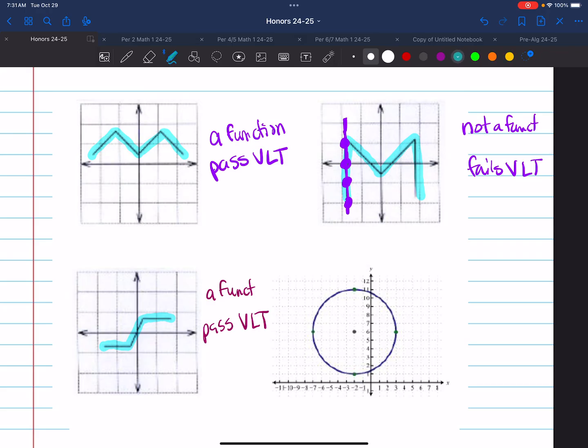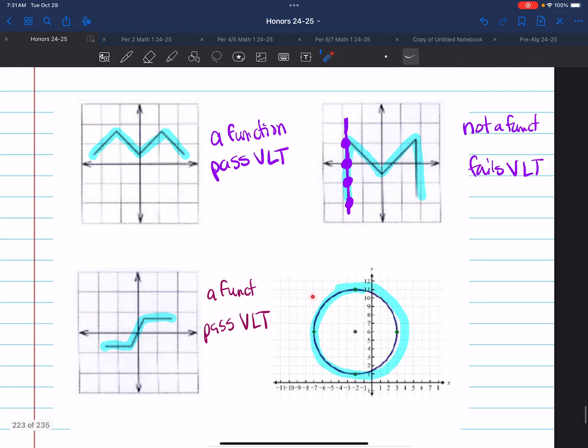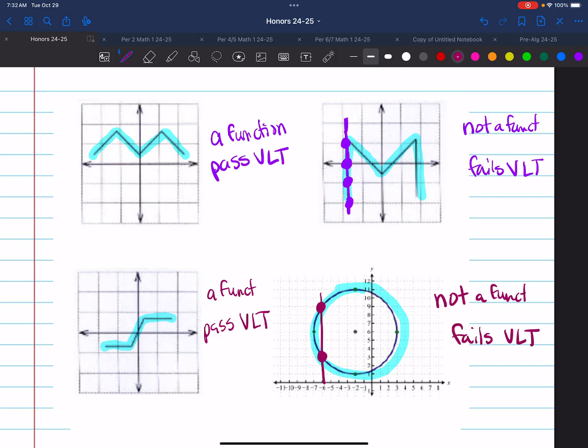The next one we got is a circle. All right, so at first, if you look at this first part right here, this would be considered passing until you move just a smidgen over. And then right there, it's touching that circle. My vertical line is touching that circle in two places. So it does not pass. It is not a function because it fails the vertical line test. F for failure for this guy. Okay? So again, as long as your up and down line isn't going to touch your function more than once, it will pass.